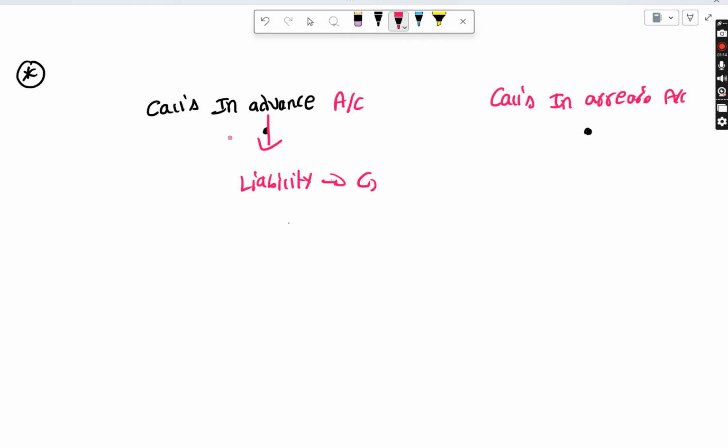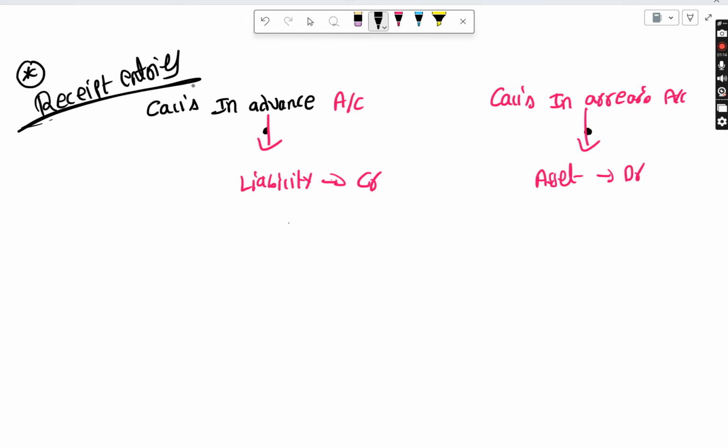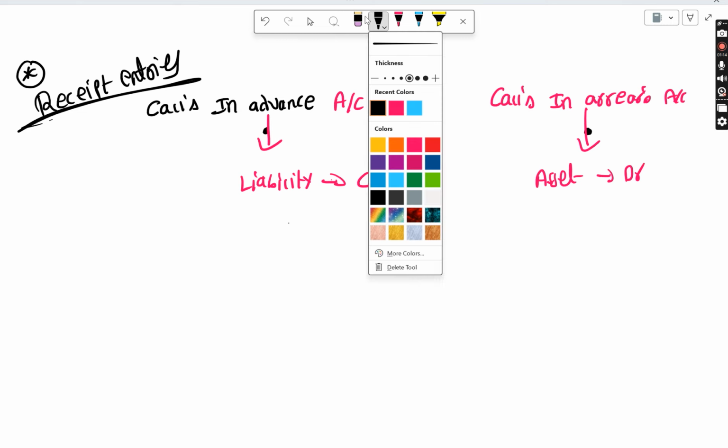Liability shows credit balance. And this is an asset. Asset shows debit balance. Remember that these accounts will come while writing the receipt entries. Only while writing the receipt entries will they come.